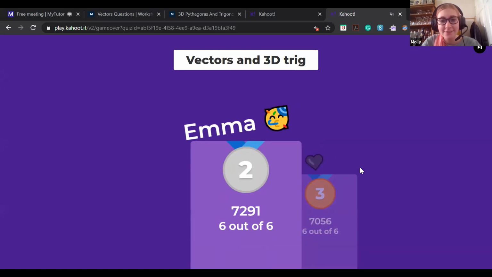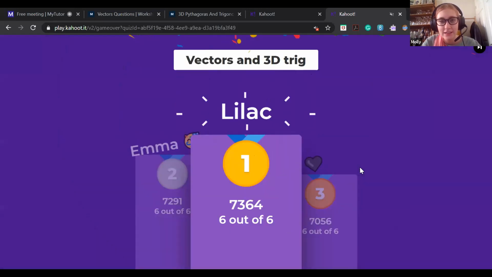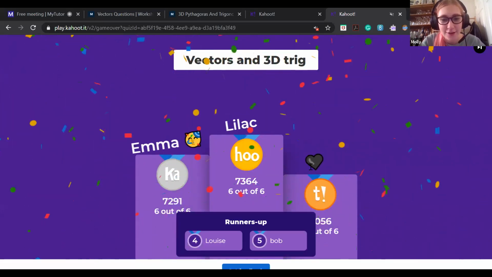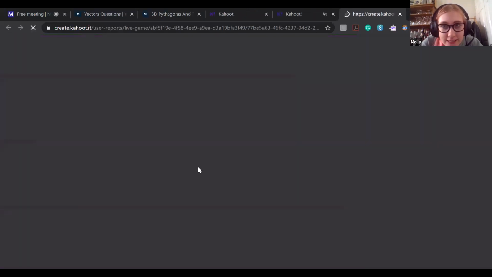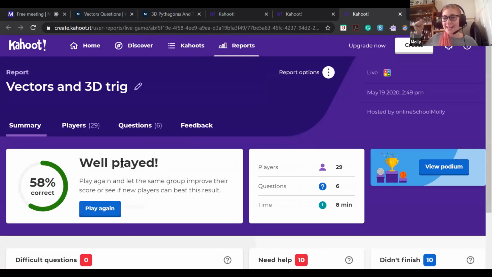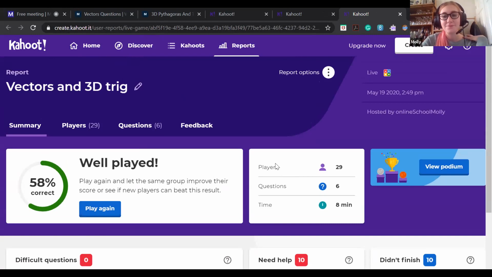Oh, the top 3 all got 6 out of 6. Congrats. So the Black Heart, Emma, and Lilac. So well done, everyone. And I think that was definitely a huge increase there. So let's see what the percentage is now of everything correct. 58%. Yes, way up from 36. So that's amazing. And for each question, there are none marked as difficult, which happens when fewer than 50% get it right. So there are none marked as difficult. Brilliant. Super, super pleased with that.